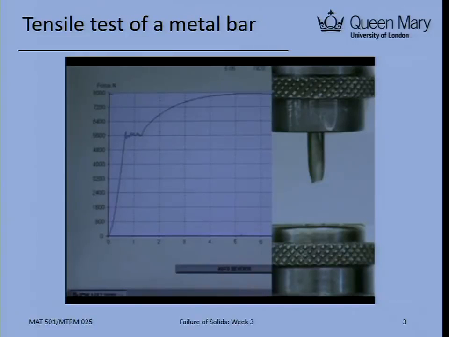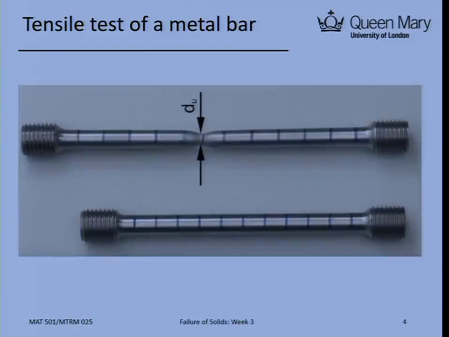Okay, that's stop. So actually you can see this very typical load displacement curve. And after the test, the metal bar gets some necking effect in the middle, and finally it failed. So now I want to show you a typical curve and how to interpret that.